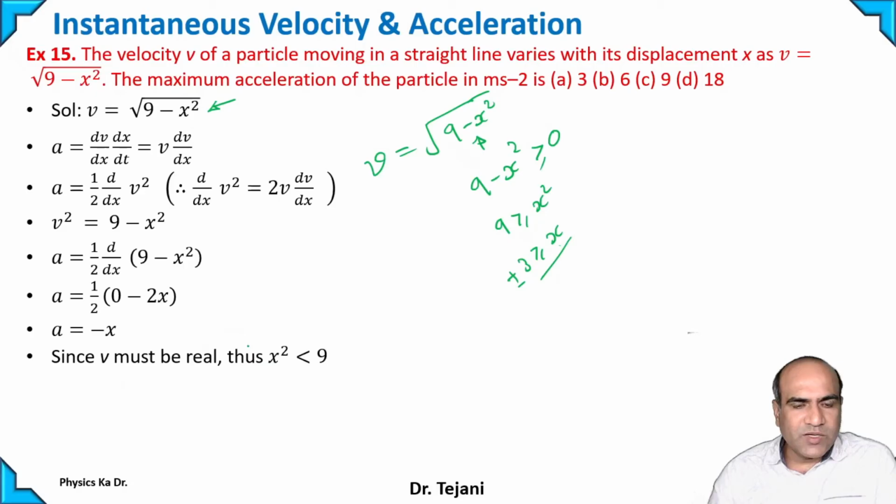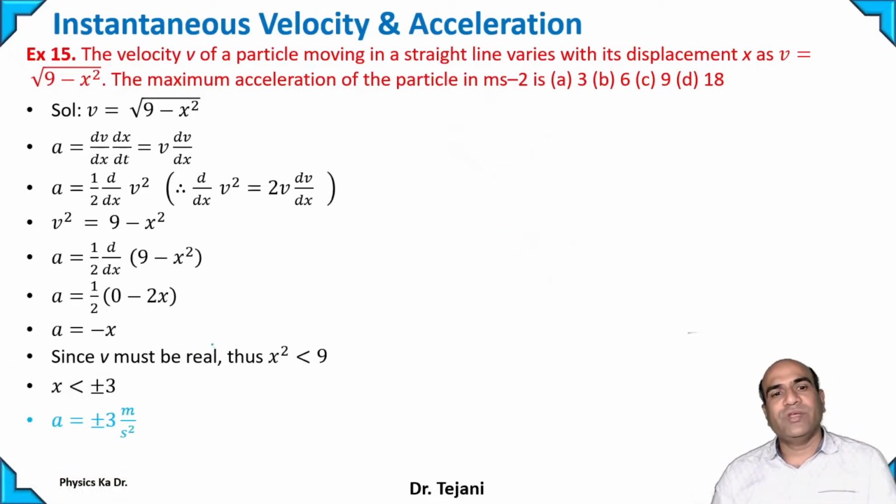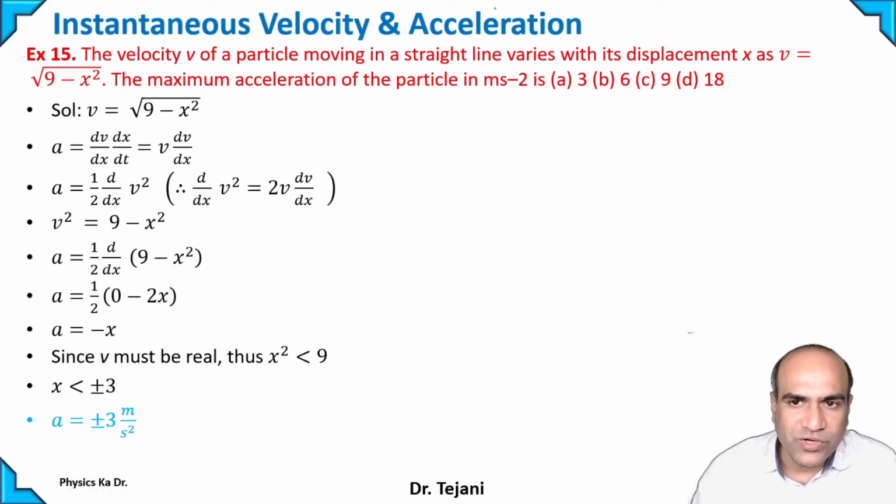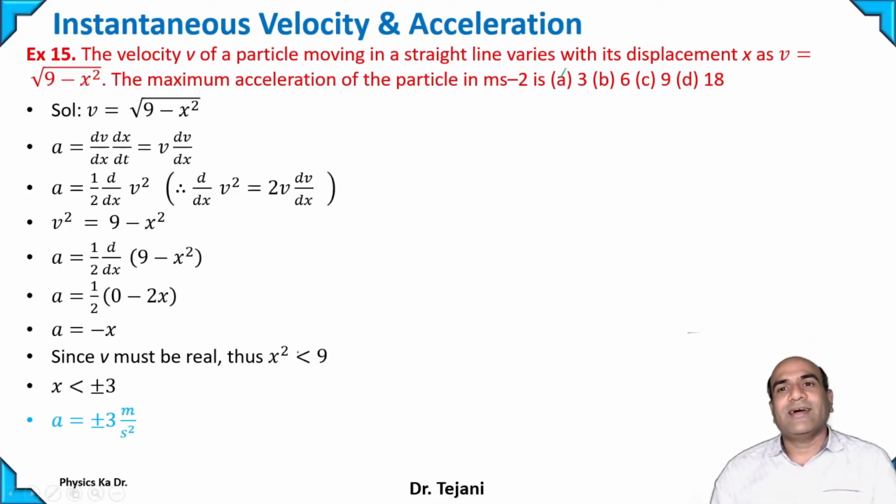So we know that v must be a real number, and therefore x squared is less than 9, therefore plus or minus 3. You can put here a is equal to plus or minus 3. The answer is 3, acceleration or deceleration, retardation. It should be 3. So a is equal to 3. This is the correct answer. Such tricky questions you will find in NEET and JEE. That is for sure.